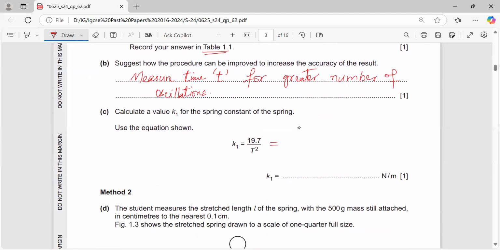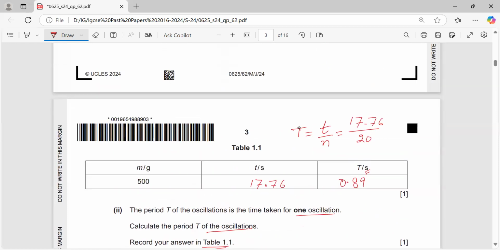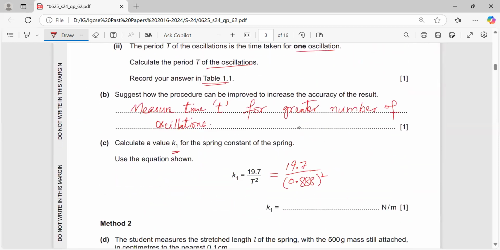Now K1, calculate the value K1 for the spring constant of the spring. Use the equation K1 is equal to 19.7 over T squared. So 19.7 over 0.888, but be very careful, squared. The time was 0.89 that I used, but you can use the exact value 0.888.